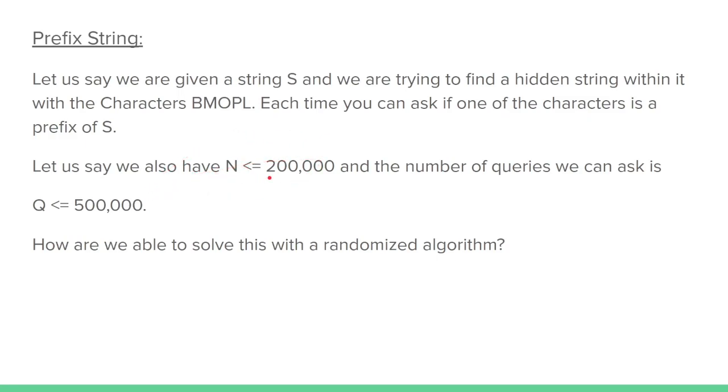So let's say we have 200,000 characters. That'll be our n, less than or equal to n. And the number of queries you can ask is 500,000. How would you solve this? You can go ahead and pause the video if you want. If not, I'll go ahead and explain everything, how it works.